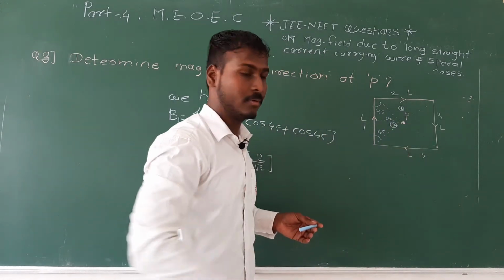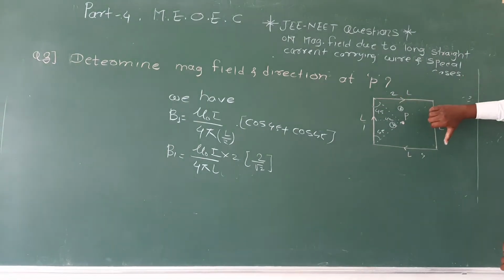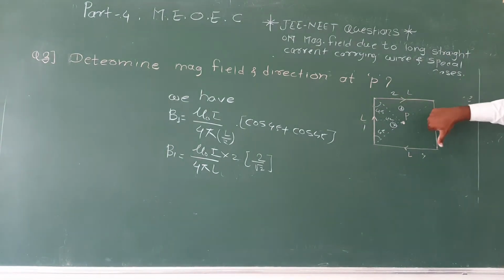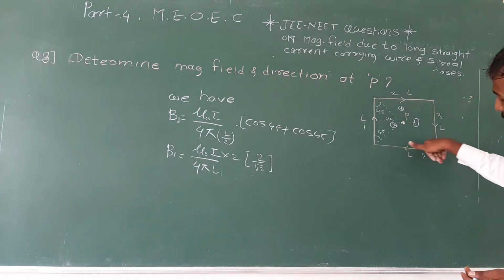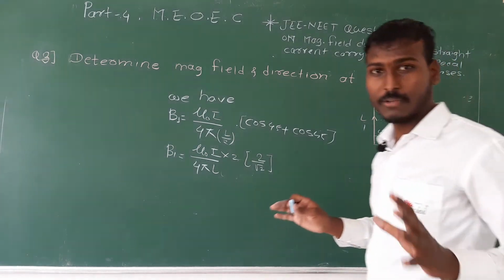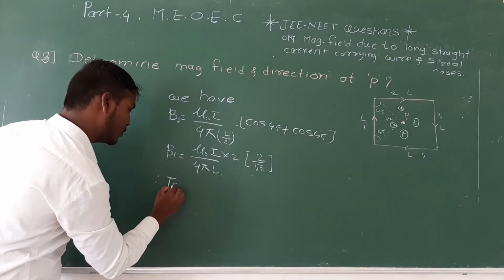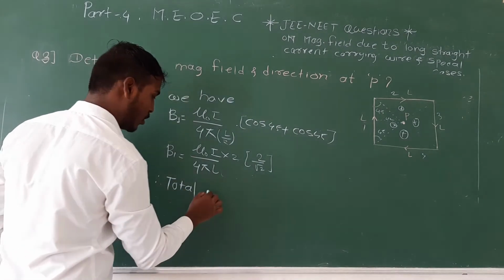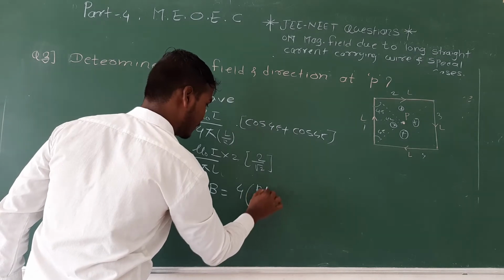Now the third one, see carefully, this is the conductor. See here, this is the conductor, so direction is inside. And the fourth one, again see, direction is inside. So for all the 4 conductors, direction is inside, therefore total magnitude of magnetic field will be 4 into B1.